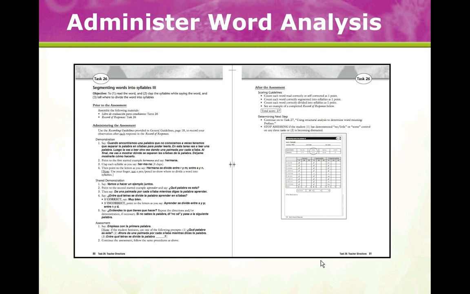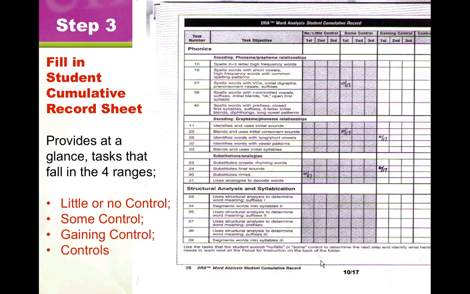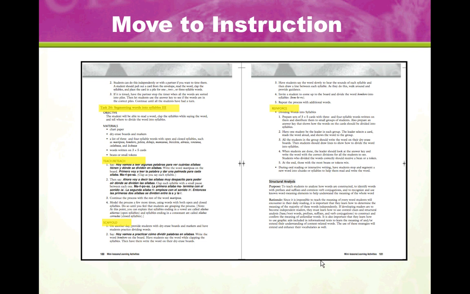The tasks are all designated in your book, and you will see what you need. They take about 3 minutes each to do. Once you've done the task, you will then record them on a cumulative student record form. Those tasks that fall in the shaded area are tasks that need to be addressed. So you have an opportunity at a glance to see where these strategies fall and what you specifically need to work on. Again, like all the other assessments that we've looked at, there is moving to instruction.